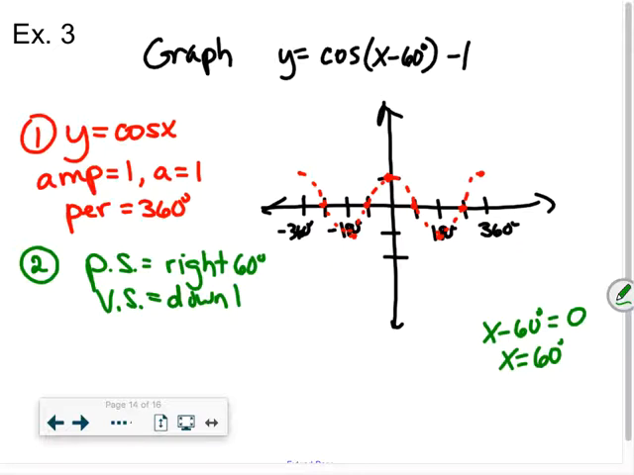How much is a tick mark? 90. So 60 degrees would be what part of a tick mark? Two-thirds, okay? It's 60 out of 90, so it's two-thirds. So I'm going to move every tick two-thirds to the right and down one. Two-thirds to the right, down one.